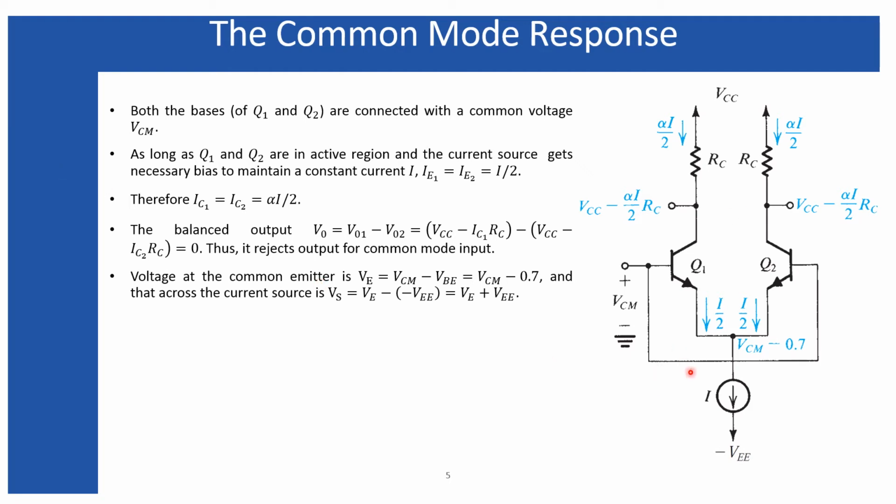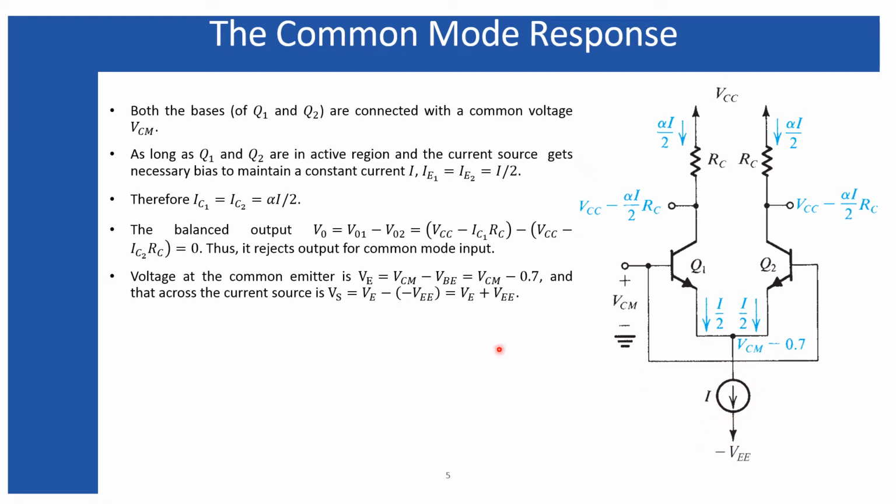Now we have to ensure what voltage is appearing across the collector to emitter of the BJT, which is acting as a current source over here. When you are applying VCM as the common mode voltage, the emitter voltage at this terminal will be VCM minus VBE. VBE we generally consider to be 0.7 volt, so VCM minus 0.7 volt appears as the emitter voltage.